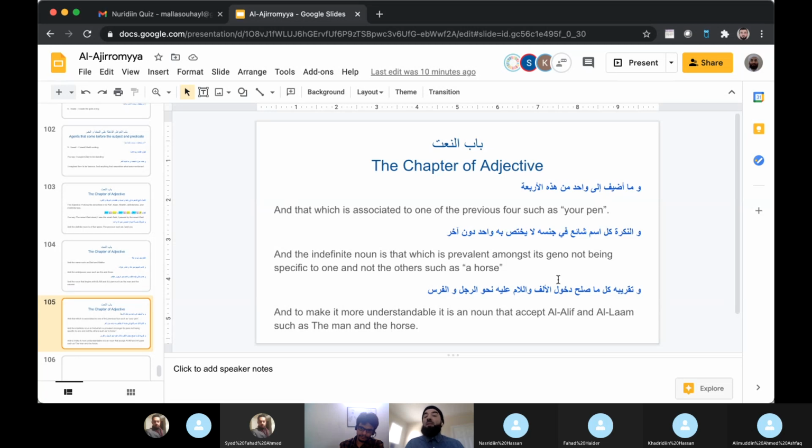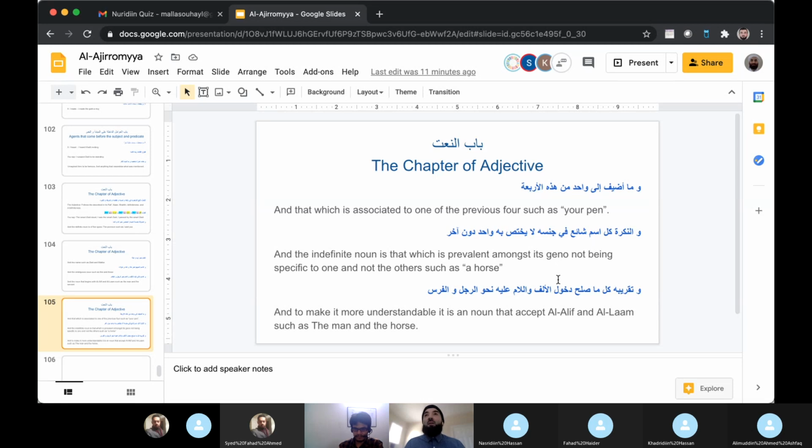Pen here is not definite by itself. For example, if I said pen, would pen be definite? It could be any pen, Sheikh. It could be any pen, right? But when I say your pen, it becomes your pen, no one else's, right? So it becomes definite.